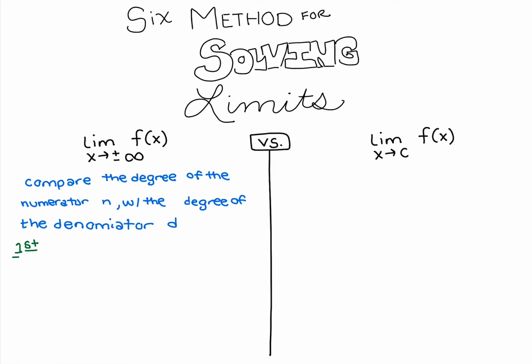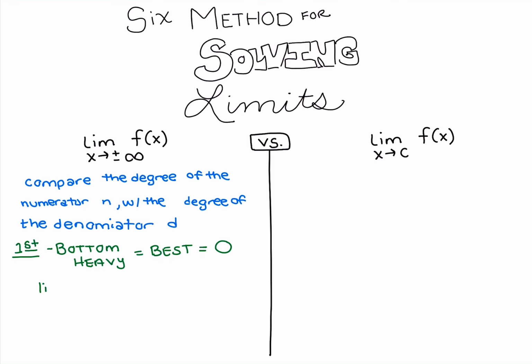So the first best case scenario for these limits at infinity is you compare the degree of the numerator to the degree of the denominator, and the degree of the denominator is higher. That means the bottom has a higher degree. We're just going to call this bottom heavy. And this is our best case scenario. It's the best case scenario because you don't have to do any work. The answer is just 0. Bottom heavy is the best. The answer is always 0.